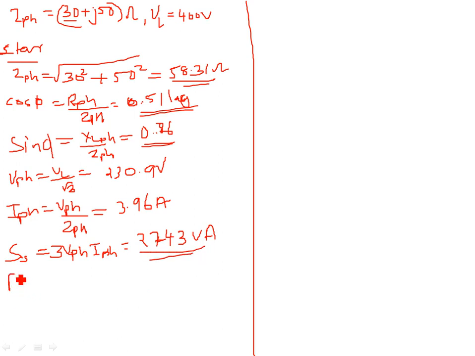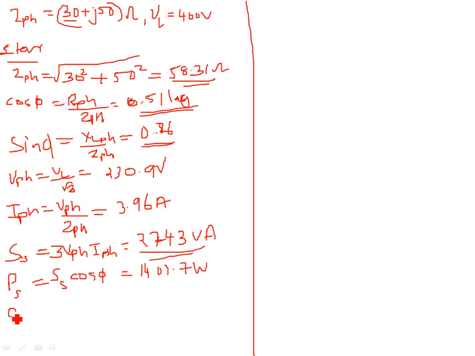Now coming to active power. Active power in star is given by apparent power S into cos phi. What is it? It is 2743 into cos phi, 0.51. Answer is 1401.7 watts.